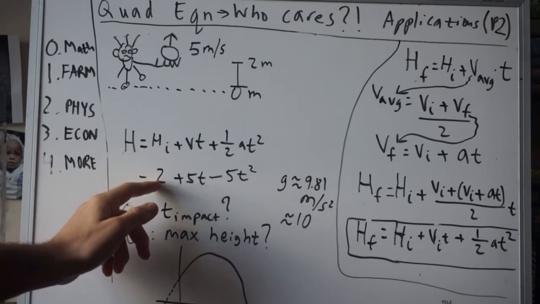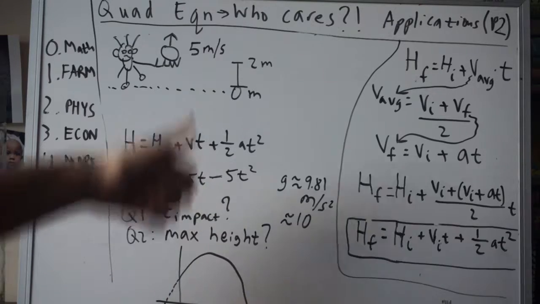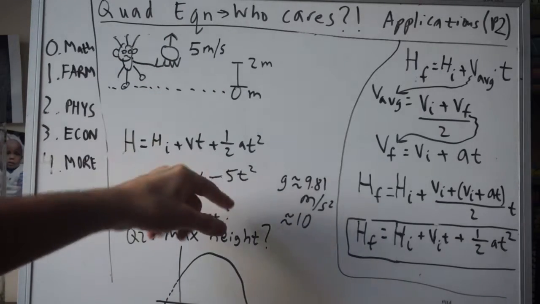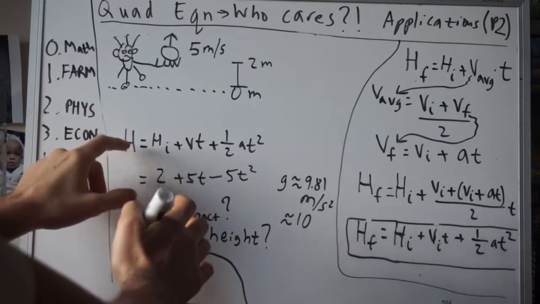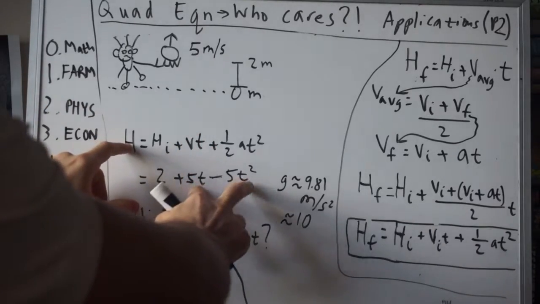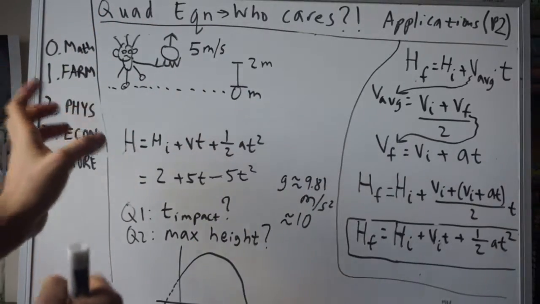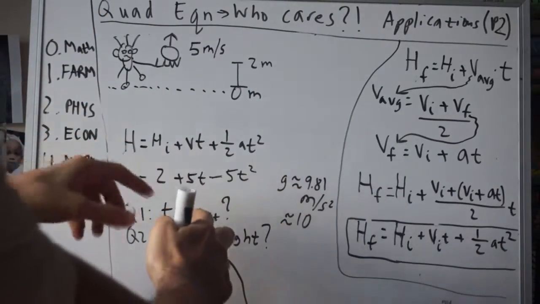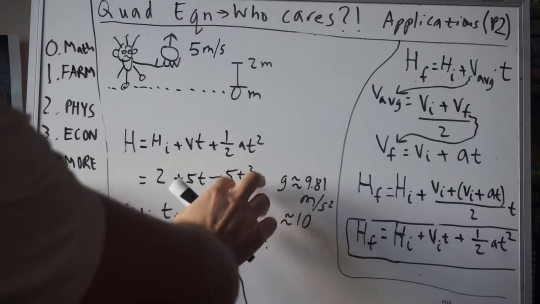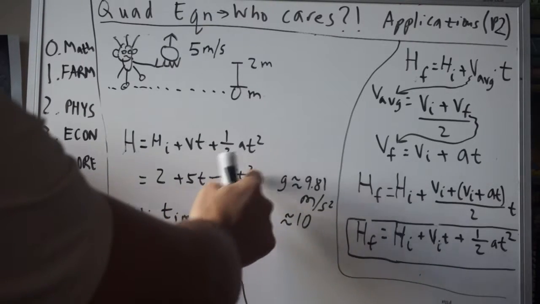So he started at 2, it's moving at 5t, that's going to be upward, this is going to go downward. And if we look at this and think of this as a letter y, and these t's as x's, this is just a parabola. This is the quadratic equation we've been dealing with. So if you rearrange this leading term, this is actually the x squared or the t squared term.